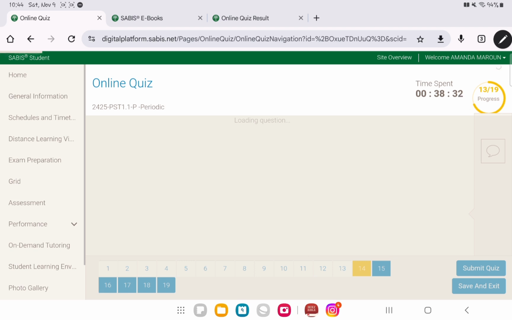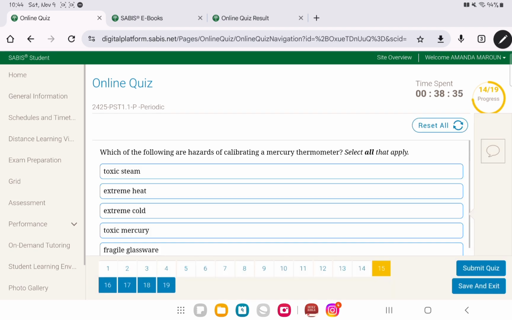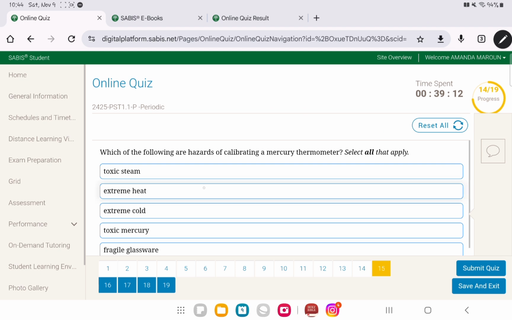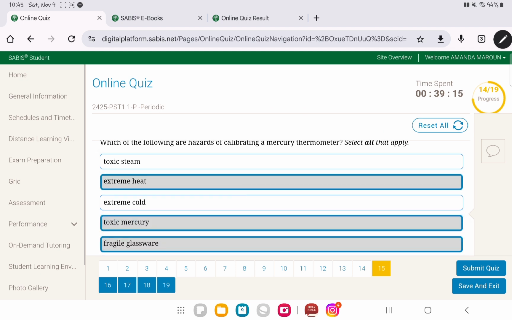So now we move on to question number 15. Okay, which of the following are hazards of calibrating a mercury thermometer? Very simply, calibrating hazards, just memorize them. They are 3. They are heat, you have toxic substances, and also you have the fragile glassware. So these 3, memorize them. They are the same for all the questions of calibrating hazards. So it is the extreme heat, the toxic mercury, and the fragile glassware, not the toxic steam. Steam is not toxic, it's just really hot.